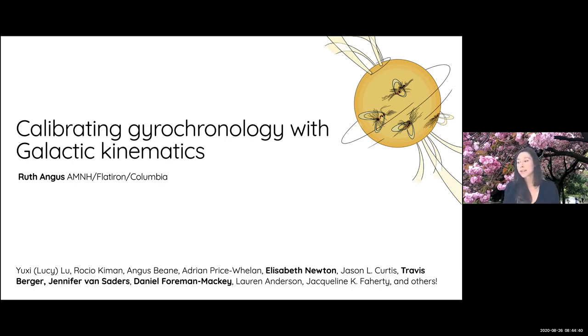And so at Exostar last year, myself, Elizabeth Newton, and Jen Van Saders worked quite closely to come up with a framework to use kinematics in a way that could teach us about how low mass stars in particular change over time, how their rotation periods evolve, so that we can use their rotation periods to measure their ages. Gyrochronology is still not very well calibrated for M dwarfs or for old stars. And so kinematics give us an opportunity to calibrate gyrochronology in those regimes, because kinematic ages are applicable to stars with a range of masses.